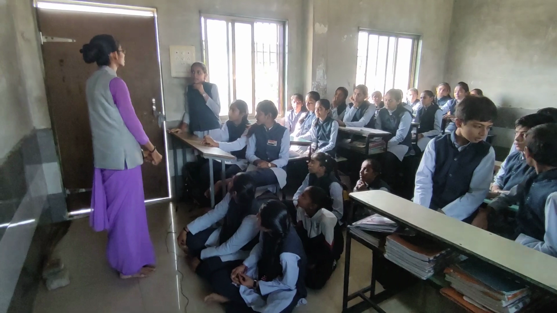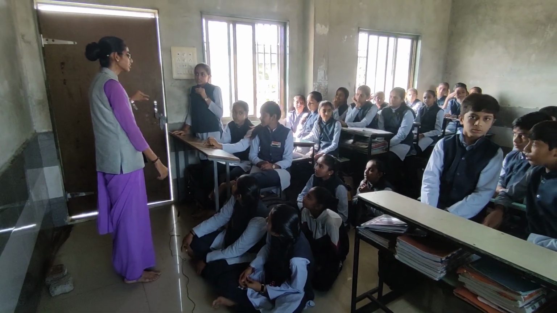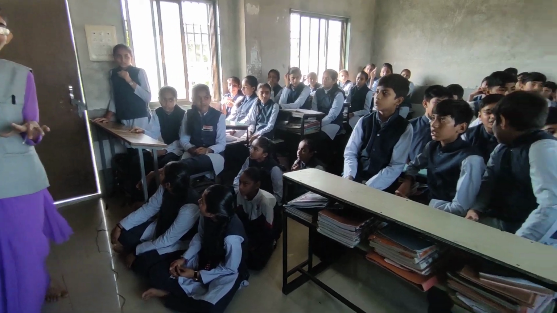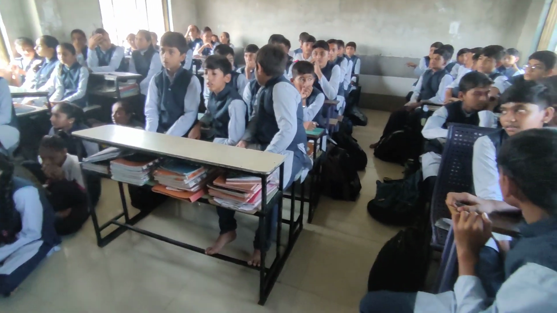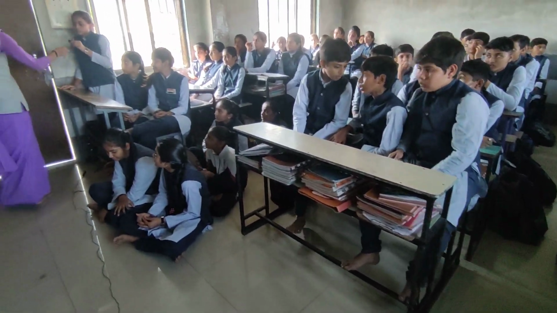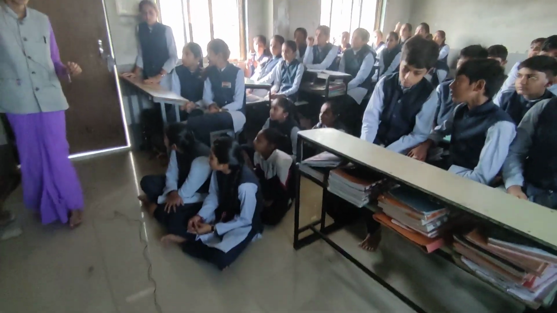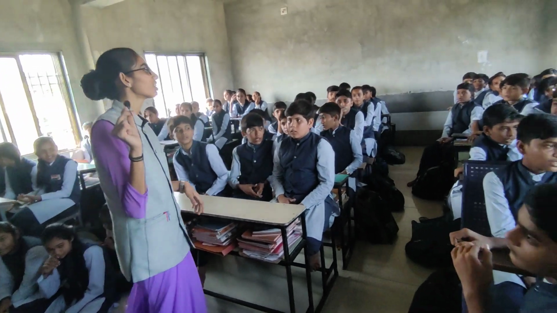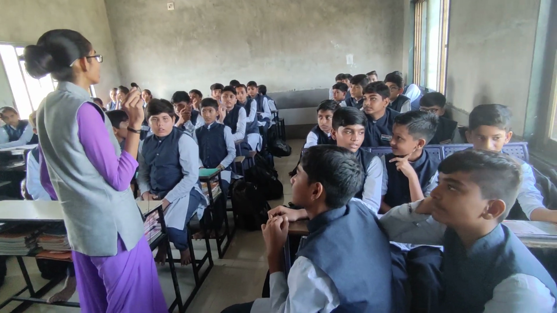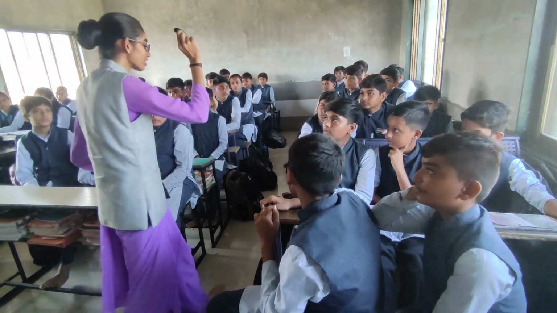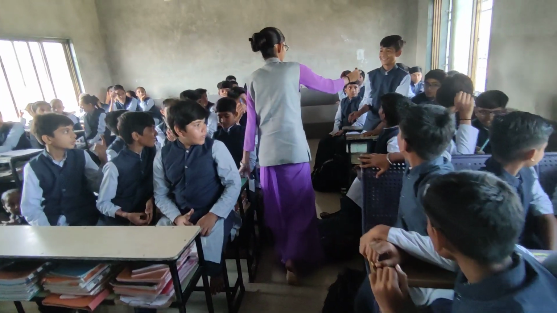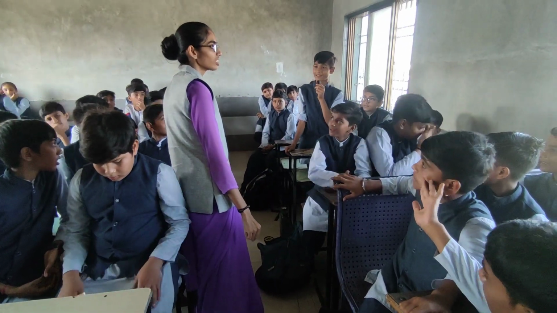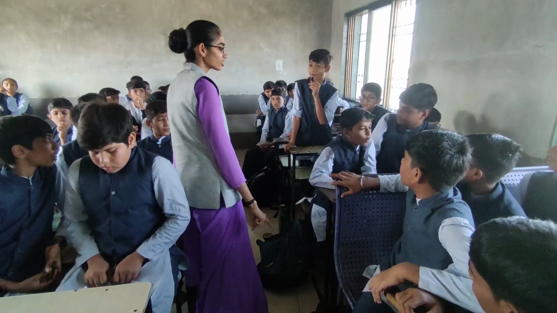Chirag go to the library. Repeat. Chirag go to the library. Is there any mistake? Team A. Also any mistake. Okay, now team A. Dhruv will correct. Chirag go to the library. Repeat.